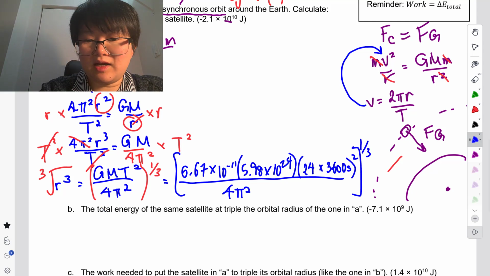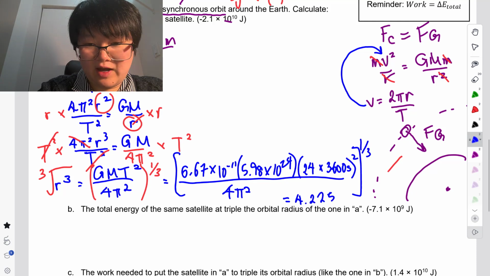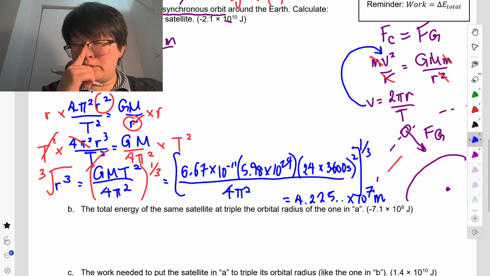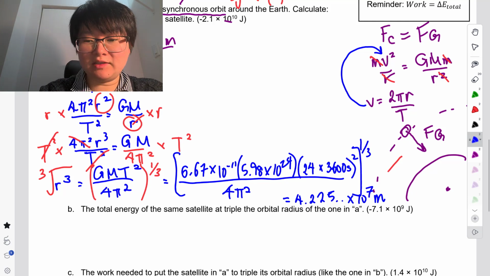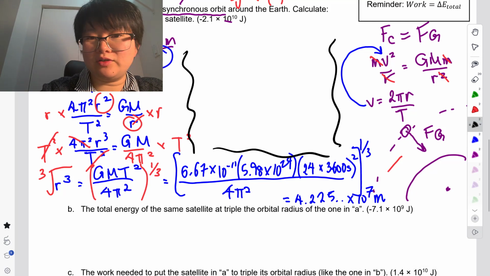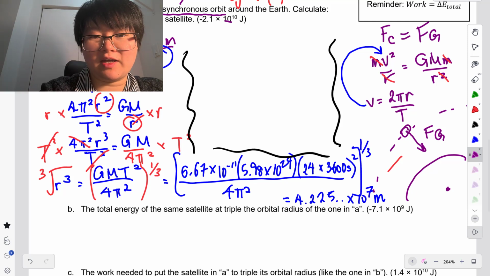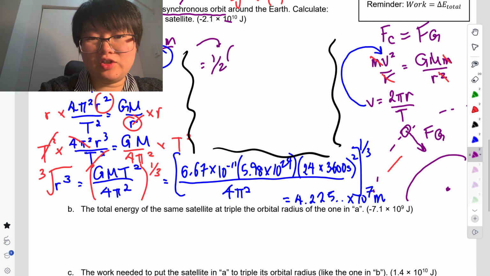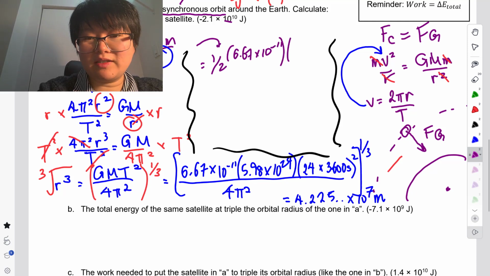So after I get this, I get 4.225, of course, times 10 to the power of 7 meters. Okay, so that is our orbital radius. We are going to take that and plug it back into our equation. I'll do this in the middle of the page. It looks like all the space I have left. This is 1/2, again, G, substituting in G, mass of the Earth, mass of the satellite, which is provided in the question, and that should give us all of what we need.